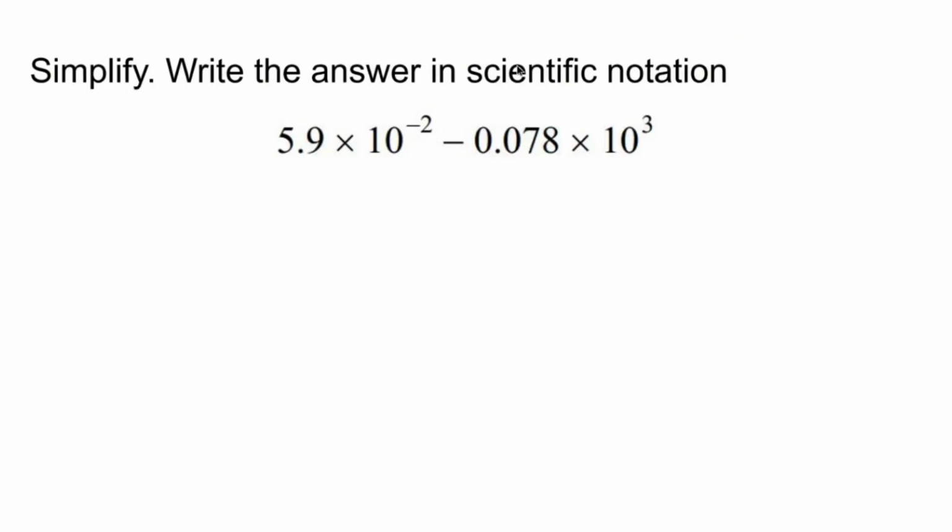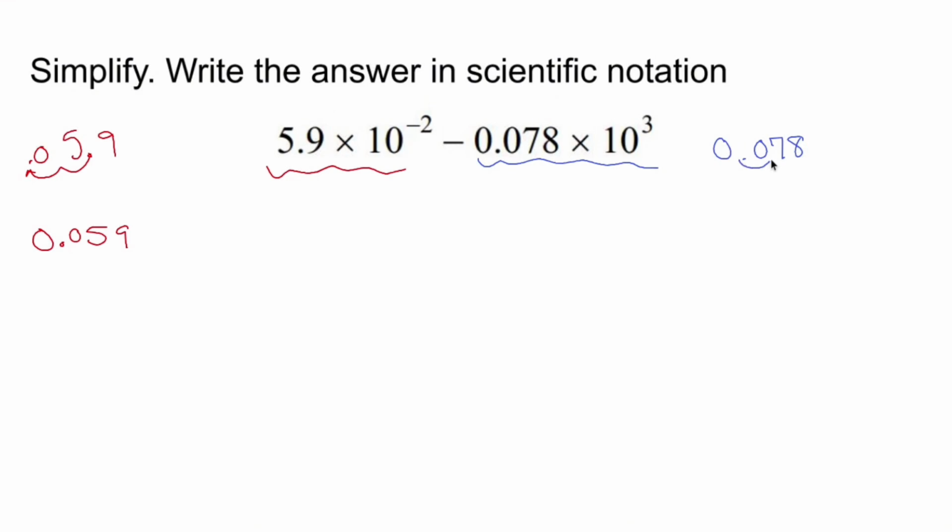Simplify and write the answer in scientific notation. That's a minus sign in between, which means we have to follow PEMDAS and deal with the multiplication stuff individually. So let's do that. Let me write this out as 5.9 times 10 to the negative 2, which means I move my decimal place to the left 2 times. So that leaves me with 0.059. Okay. This guy has me putting 0.078 and moving it to the right 1, 2, 3 times. So you become just 78.